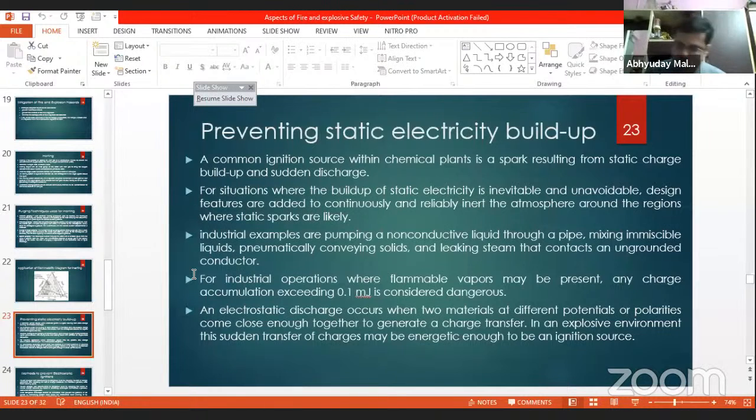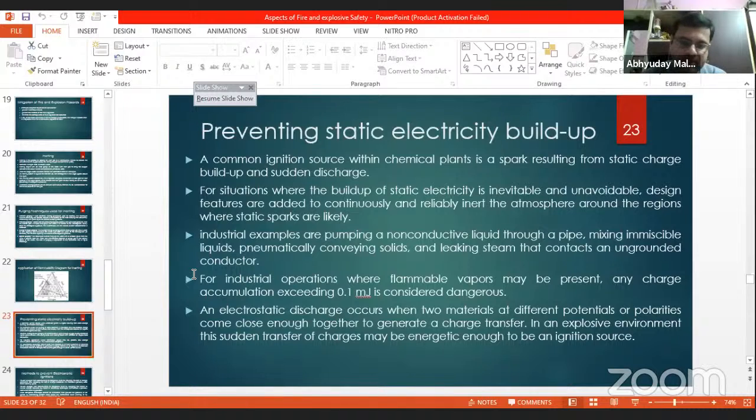Another important source of ignition that can lead to a devastating fire or an explosion is static electricity. This is a very dangerous thing in the industry because we cannot see it. And this is a very, very common ignition source within a chemical plant. There are lots of processes which result in building up of static charge. And whenever such a static buildup discharges, there is a spark, and this spark acts as the ignition source.